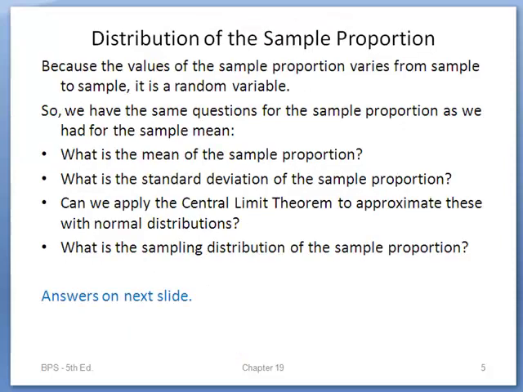Now, just like the mean, we can have a sampling distribution of the sample proportion. So we're going to talk about the distribution of the sample proportion. And again, because the values for each sample proportion vary from sample to sample, it's a random variable. So we can talk about what is the mean of the sample proportion, what is the standard deviation of the sample proportion, that is, the sampling distribution of the sample proportion. Can we apply the central limit theorem to approximate these with normal distributions? And exactly what is the sampling distribution of the sample proportion, to define it?